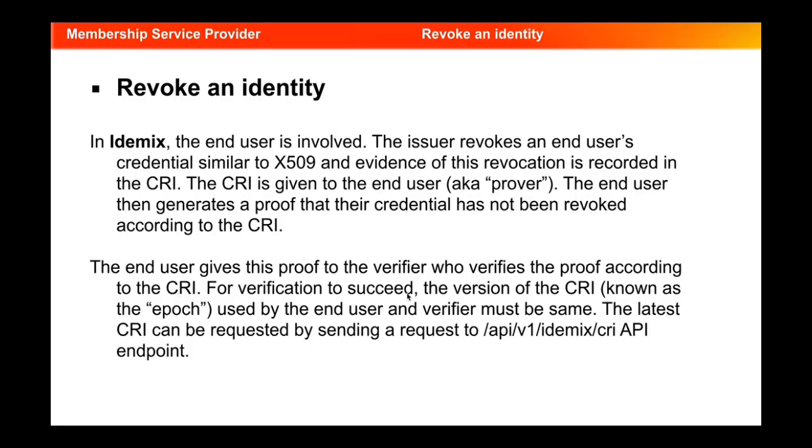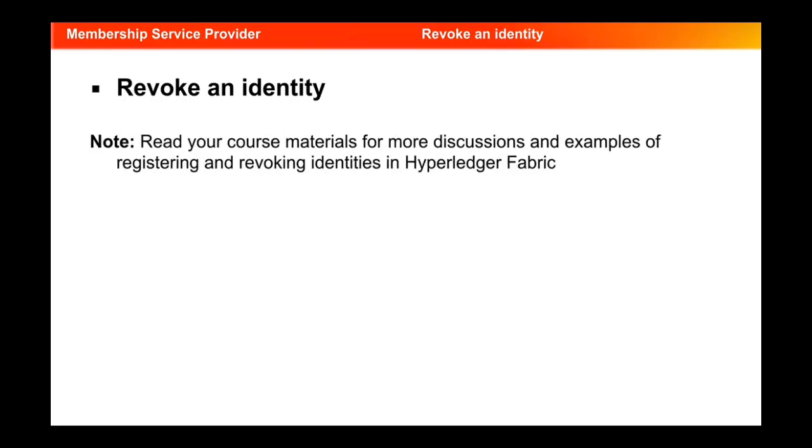For verification to succeed, the version of the CRI used by the end user and the verifier must be the same. If it is the same, that means you can go ahead, the revocation has been successful and the verification matches. If you want more information about how to revoke an identity and about registering identities in Hyperledger Fabric, please go through the course materials which we have attached along with this PPT.